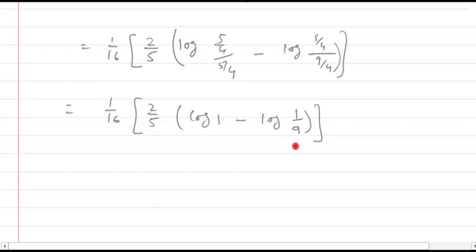So we are left only with log 1 upon 9, and log m upon n can be written as log m minus log n, meaning log 1 minus log 9. So simply it can be written as, 2 eights are 16, that is 1 upon 40 into log 9. Okay, so this is the final answer of the given problem.